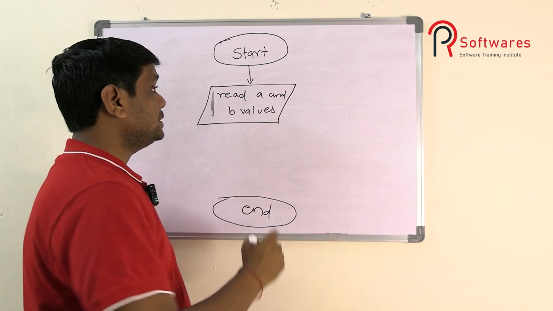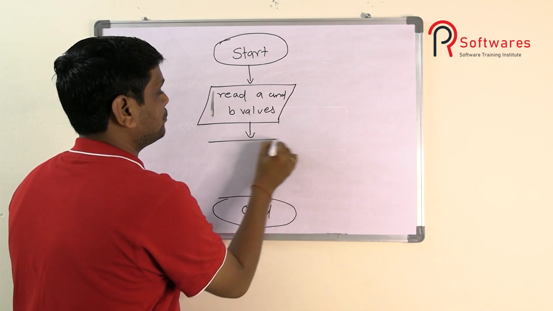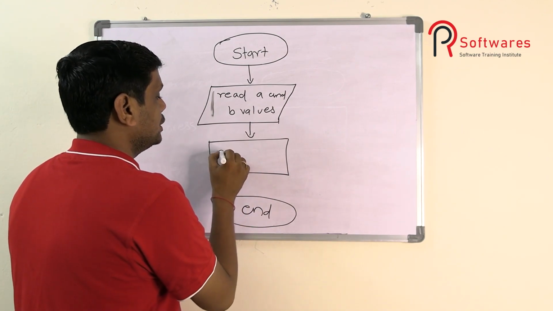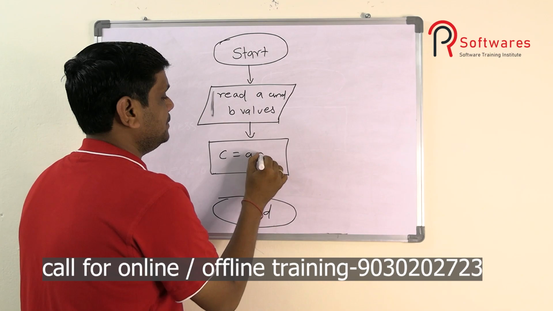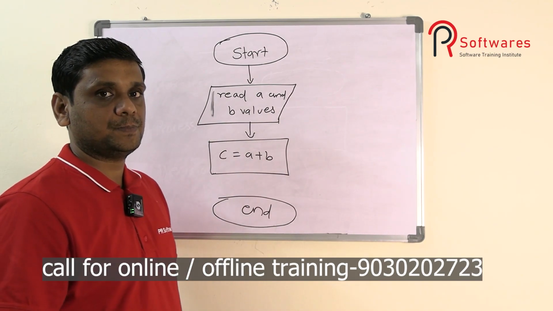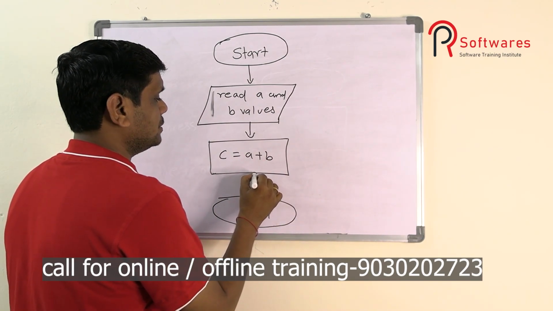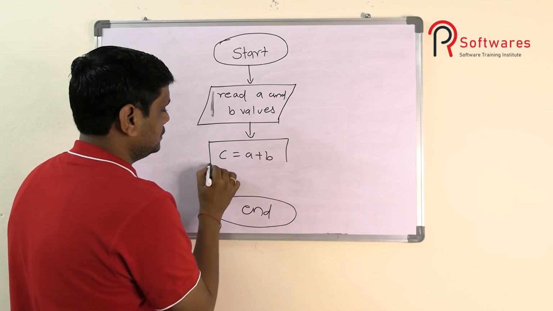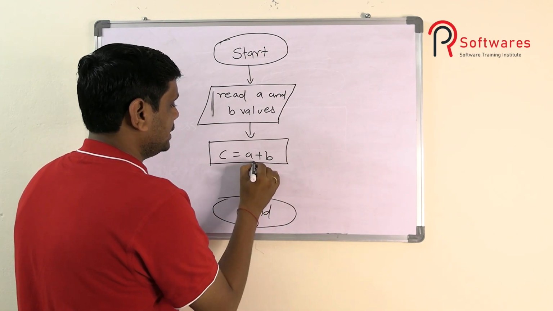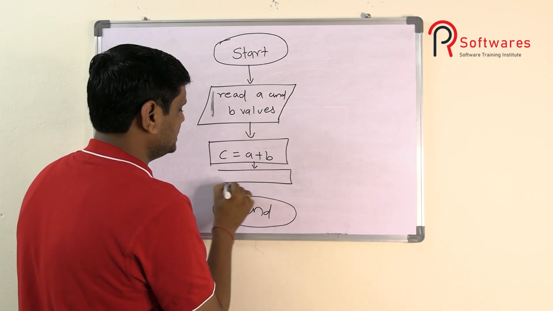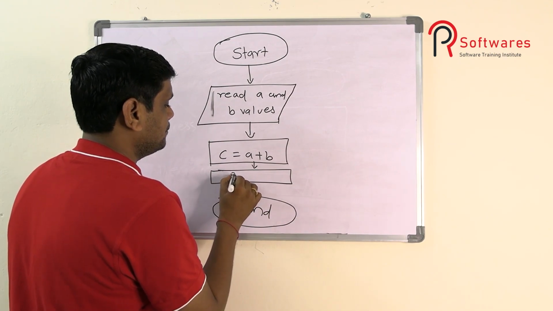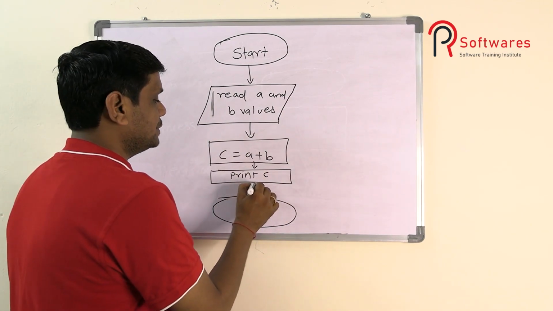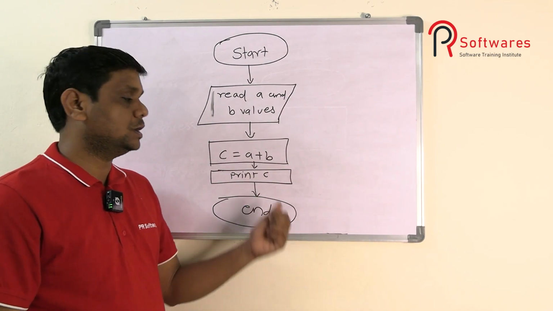After that, if you want to do addition, I told you the process symbol. This is a rectangle symbol which will do addition, subtraction, whatever it is. So I will write here C is equal to A plus B. So this will process. If you want to print, you can take one more box here, or you can write in the same box also, where I will say print C value. Because to print the output, we need the same box. And after that, close our flow.